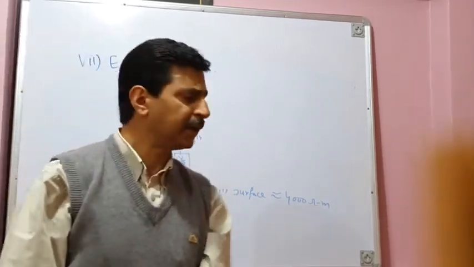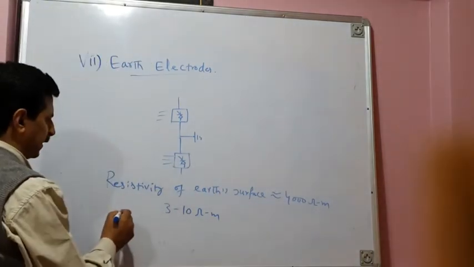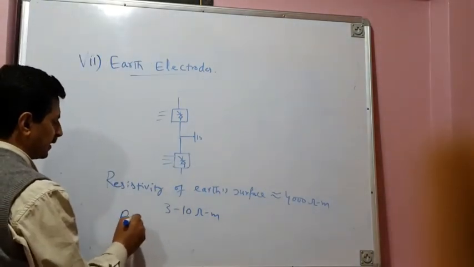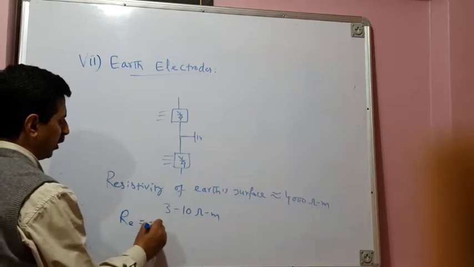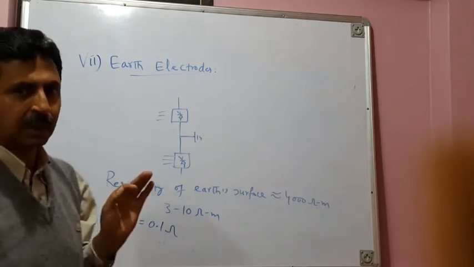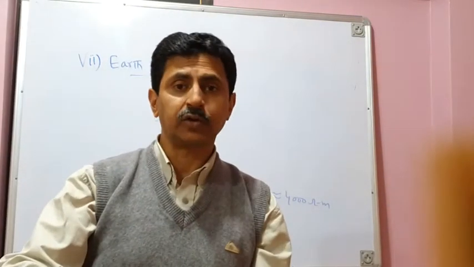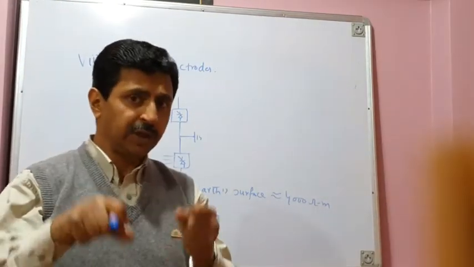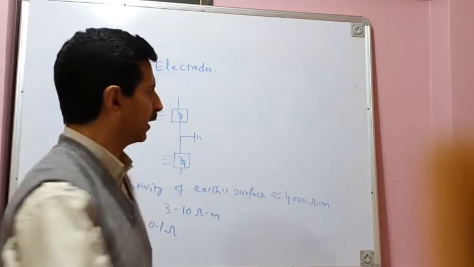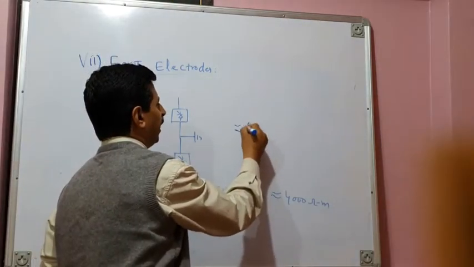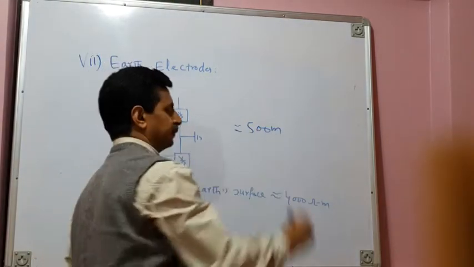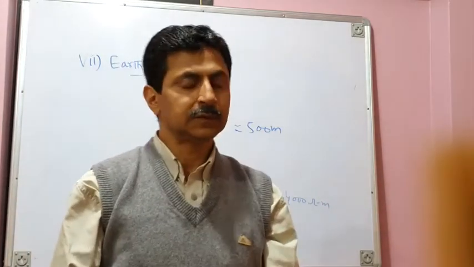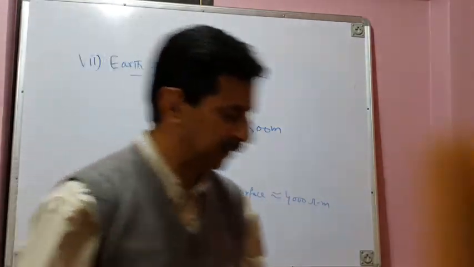Okay. And as far as this earth electrode is concerned, its resistance is very, very small, 0.1 ohm only. And how deep is the earth electrode buried? Earth electrodes or grounding electrodes are buried deep inside the ground, nearly about 500 meters inside the ground. This is it. This is about earth electrode.